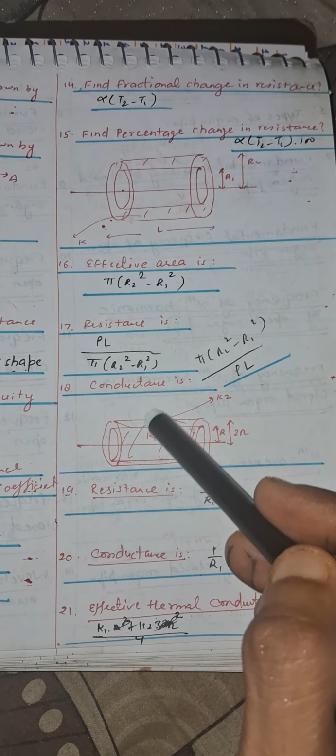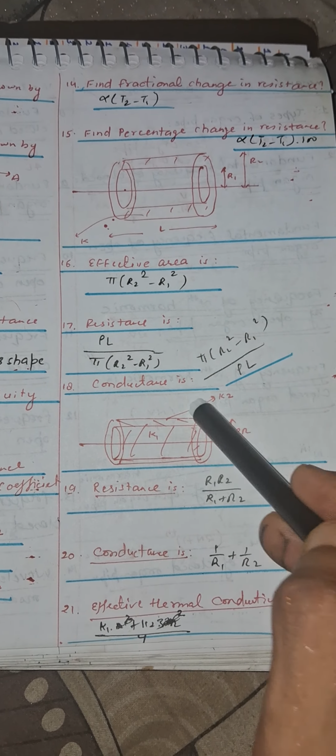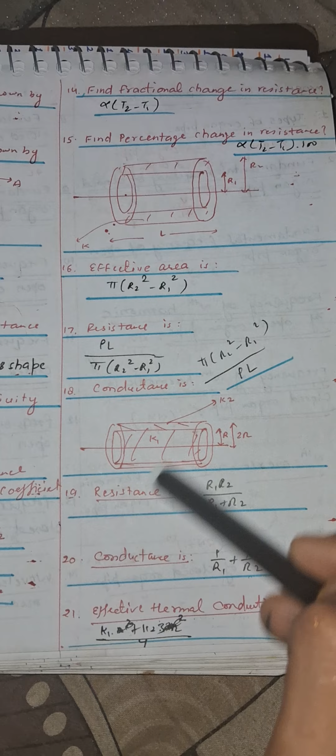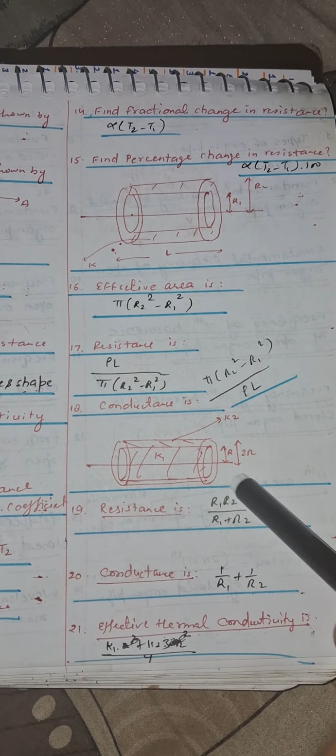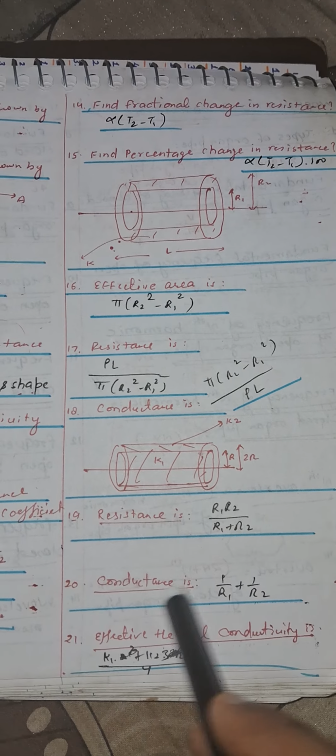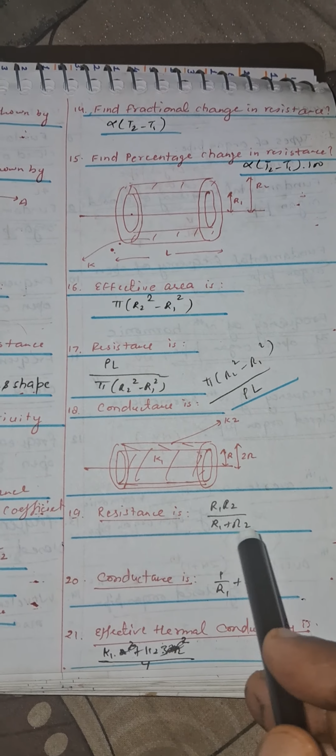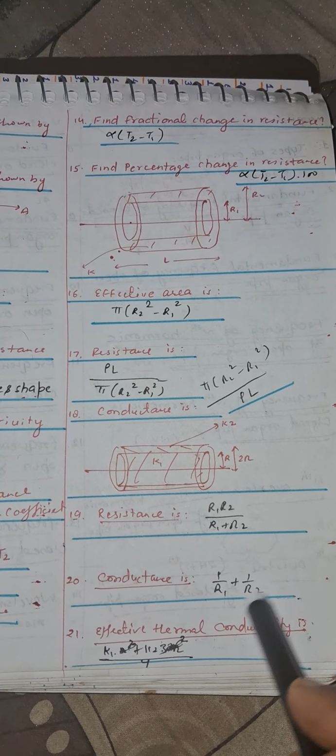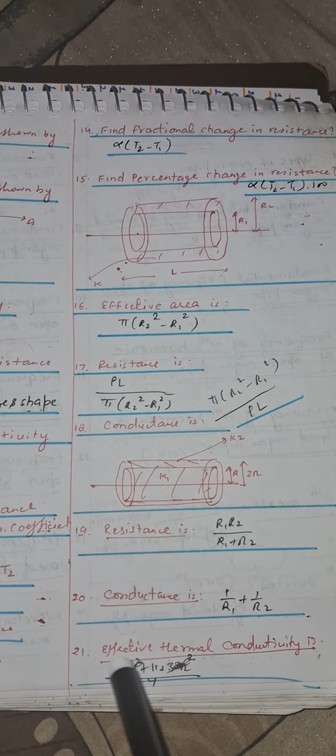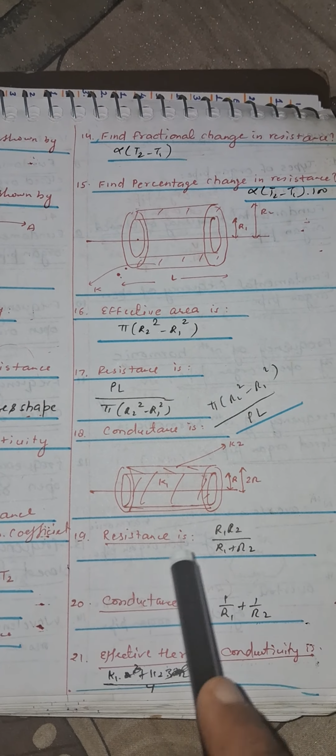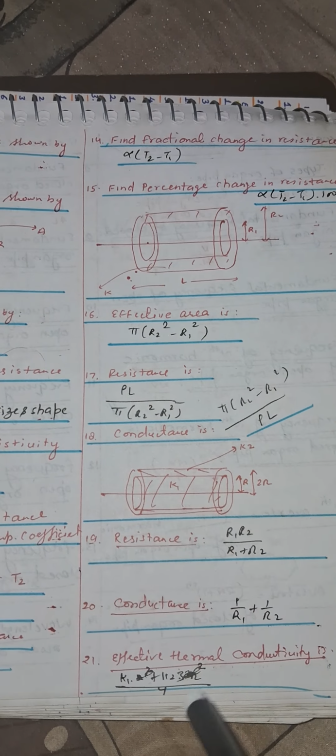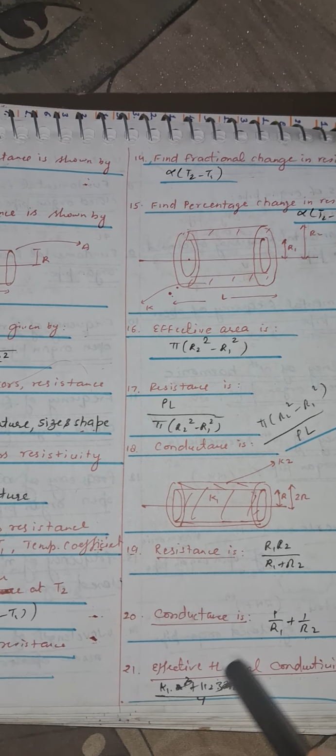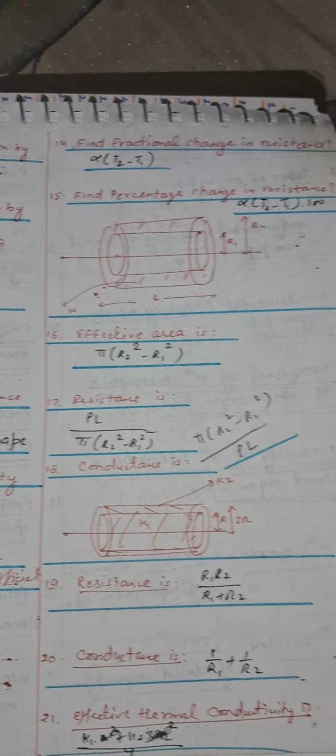Then we have another case where the conductivities are different, K1 and K2, with resistances R1 and R2. Since these two are in parallel, the equivalent resistance will be R1 R2 divided by R1 plus R2. Then conductance is 1 upon resistance, so the conductance from here will be 1 by R1 plus 1 by R2. Then is the effective thermal conductivity. After solving it out, the effective thermal conductivity is (K1 plus 3K2) divided by 4. That is the expression for effective thermal conductivity.